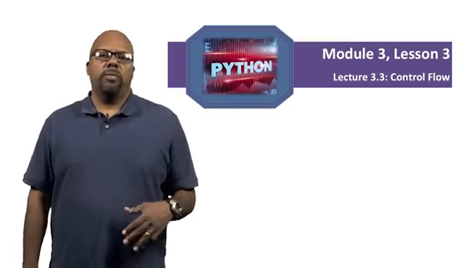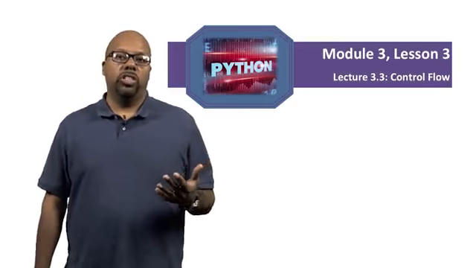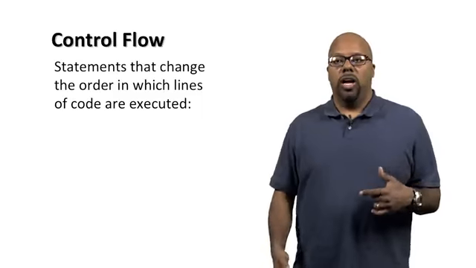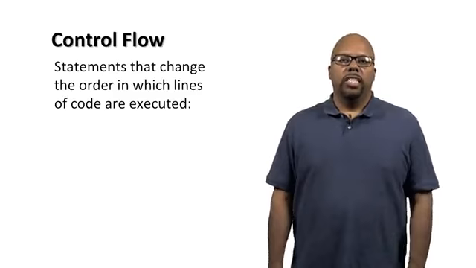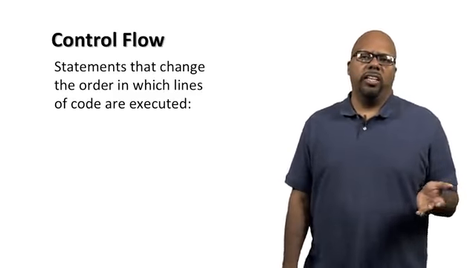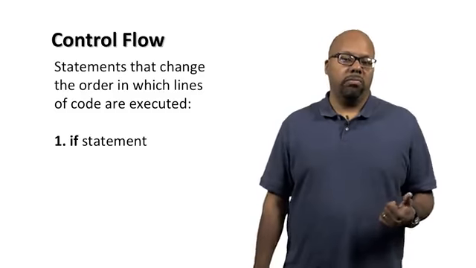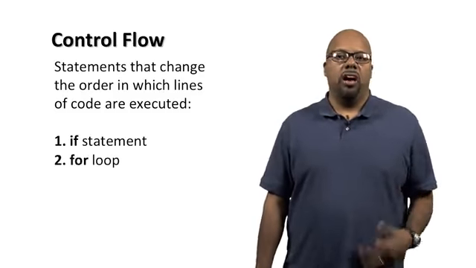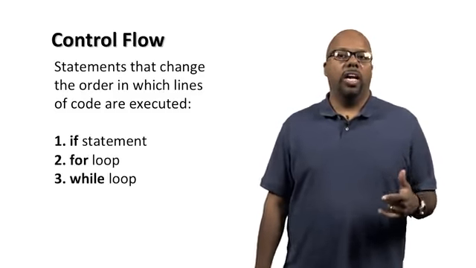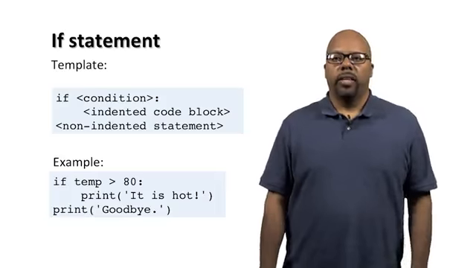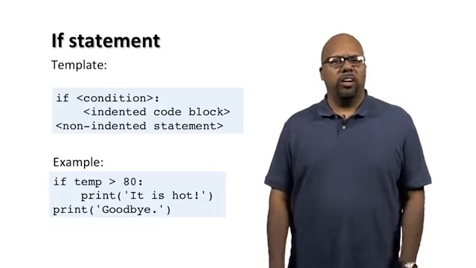Control flow statements are statements that alter the order in which statements are executed, and which lines of code are executed. We've seen these before in C, and these are common to every language. We're going to look at the if statement, if-then-else, for loops, and while loops. Let's start with the if statement, and this is pretty generic.